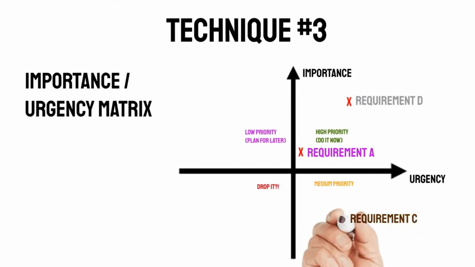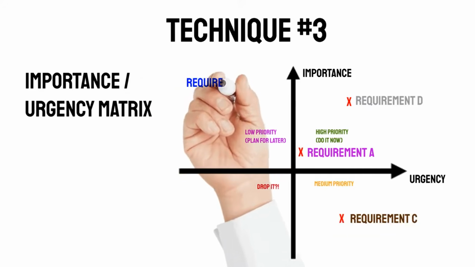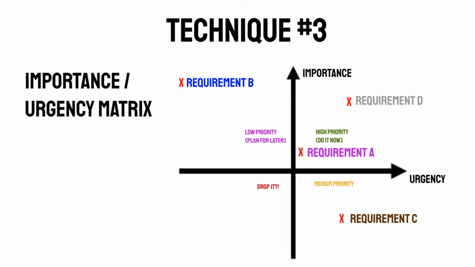We just put in our requirements A, B, C, and D, and based on the importance and urgency, they have a point in this coordinate system. For now, requirement D and A would be of high priority, so doing it now. Then we would do requirement C and then requirement B, as we can plan it for later. So now let me jump to technique number 4.